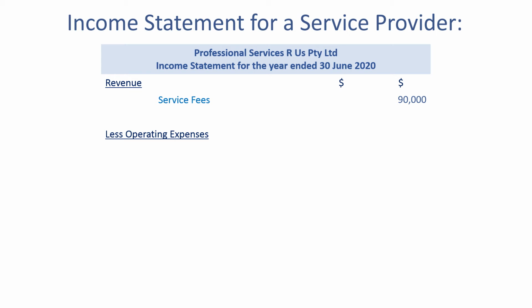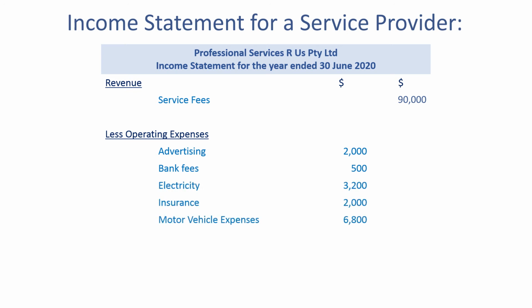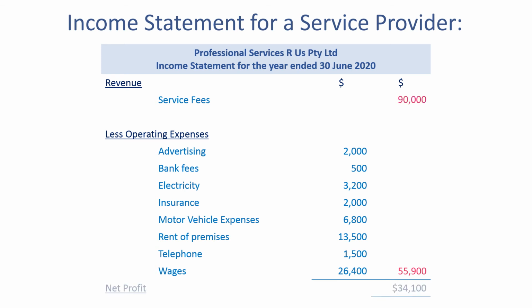The expenses in this case are advertising, bank fees, electricity, insurance, motor vehicle expenses, rent of premises, telephone, wages. Each of these expenses is added, resulting in total expenses of $55,900. Net profit can then be obtained by deducting total operating expenses from the revenue. This will result in a net profit of $34,100.